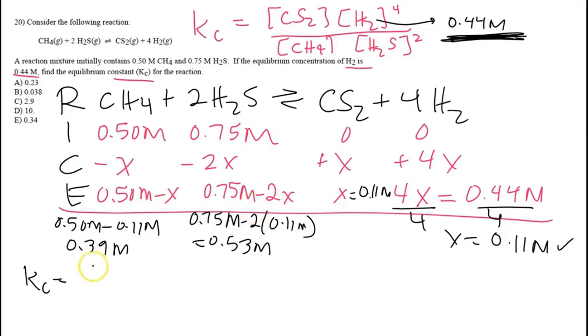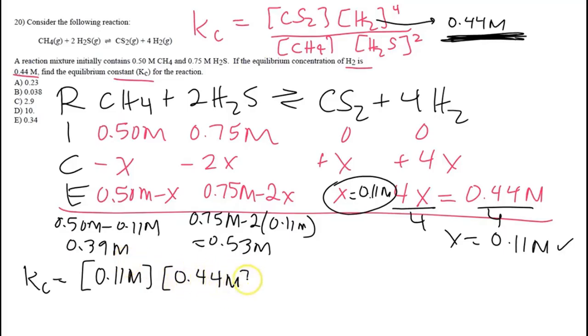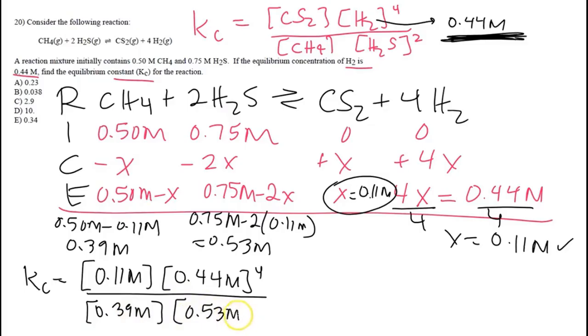So first, I'm going to put my CS2 concentration amount, which we found at 0.11 molar. Then I'm going to find the amount that was given for H2. It already gave me that amount, 0.44 molar raised to the power 4, divided by my CH4. My CH4 amount is 0.39 molar, and my H2S amount is 0.53 molar, and this is going to be squared.